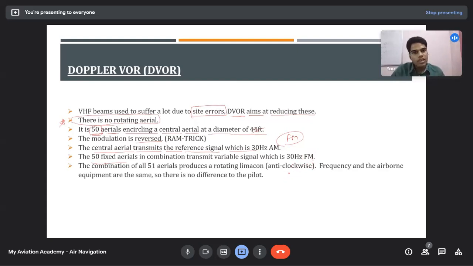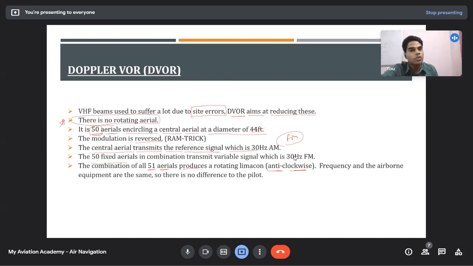In total, how many aerials or antennas do we have now? One is the reference, and the 50 are variable. So we have 51 aerials on this particular system. The limacon is also rotating anti-clockwise. So most things are acting opposite, and there is no rotating VOR aerial.